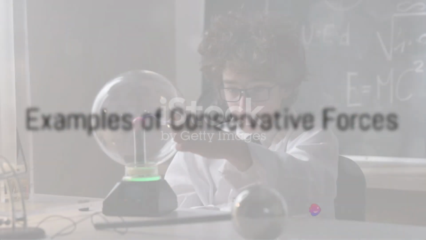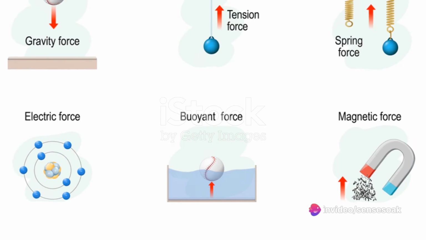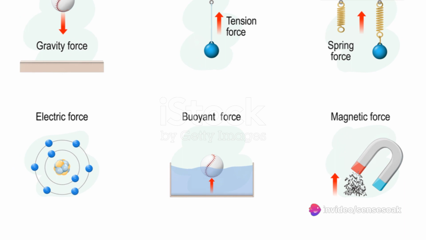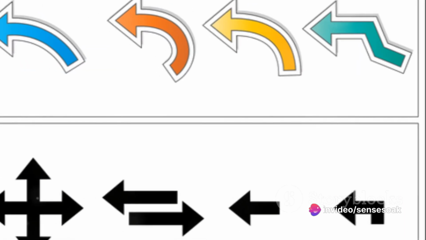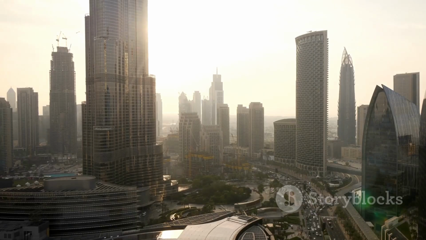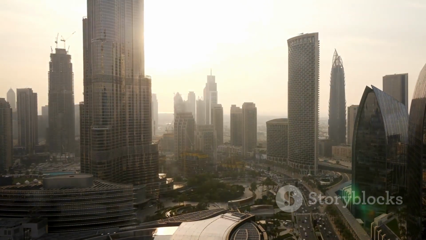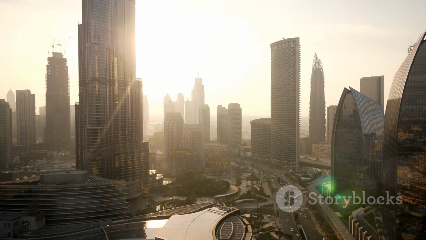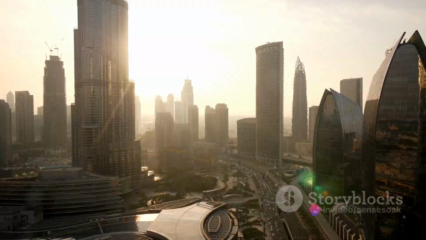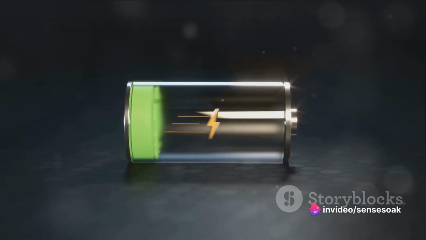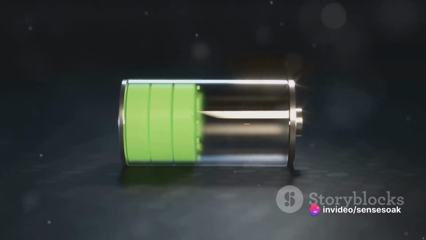Now let's take a moment to think about the forces we encounter in our everyday lives. The gravitational force, the magnetic force, and the electric force are all examples of conservative forces. They have a unique characteristic. The total work done by these forces around any closed loop is always zero. This characteristic enables the definition of potential energy for these forces.